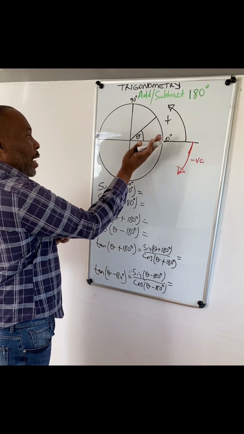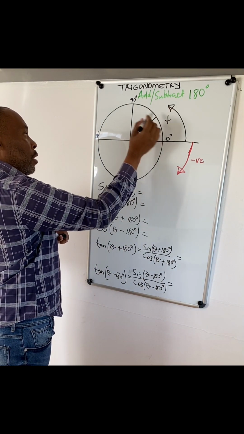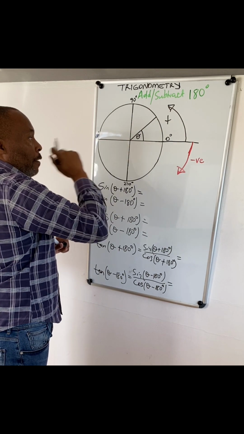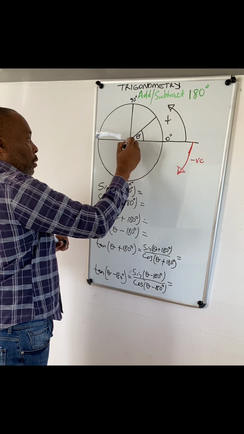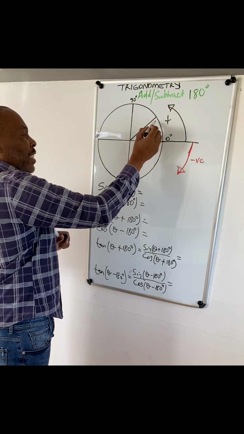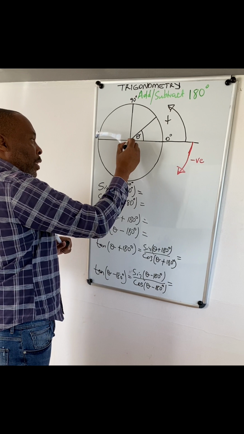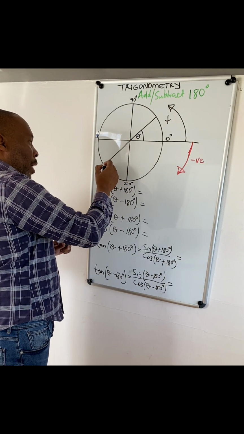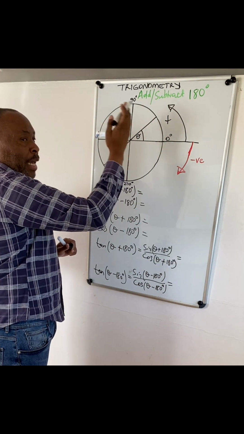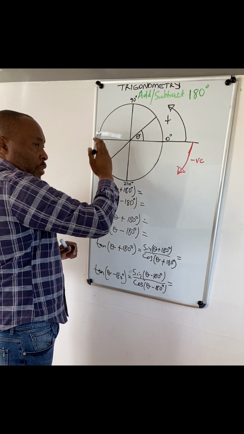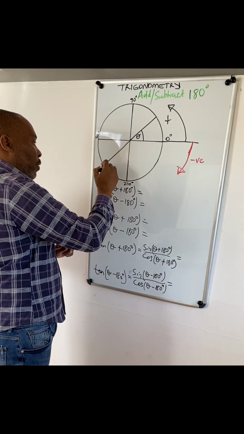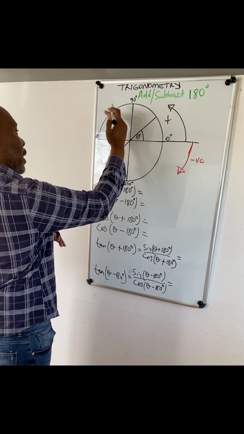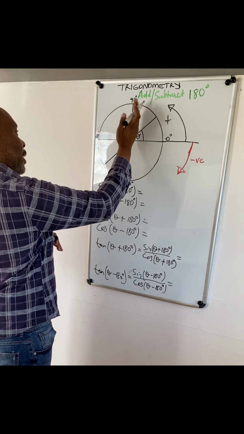So from here, I have moved to here. If I'm adding 180, it would come here. So if this was 30 degrees and I'm adding 180, it would give me what? 210. Let's put it here. And if this was 45 degrees and I'm adding 180 degrees, it would give me what? 225, right?